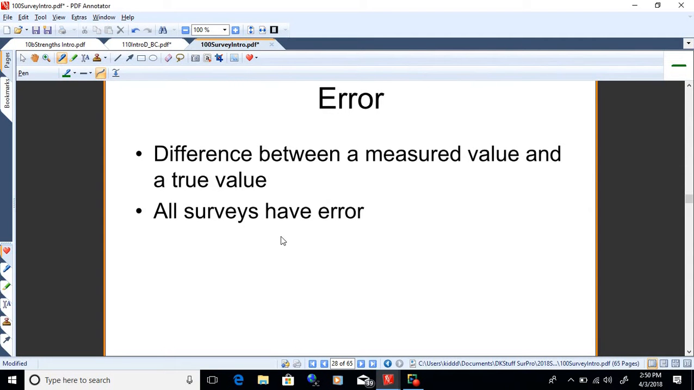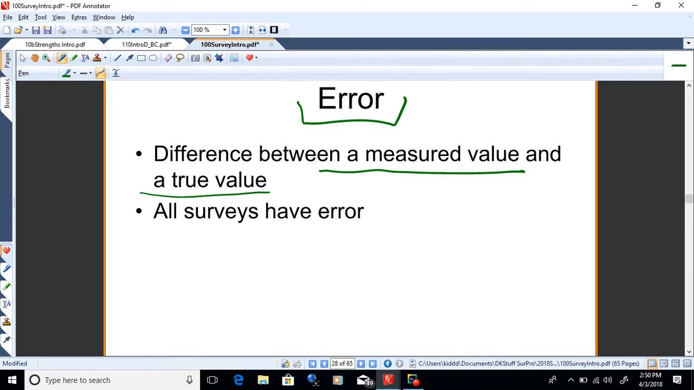Okay, let's do a couple more terms here, then we'll take a break. But let's do a couple more terms here first. Now, error, okay? Error is the difference between what you measure and what the actual value is. Okay?